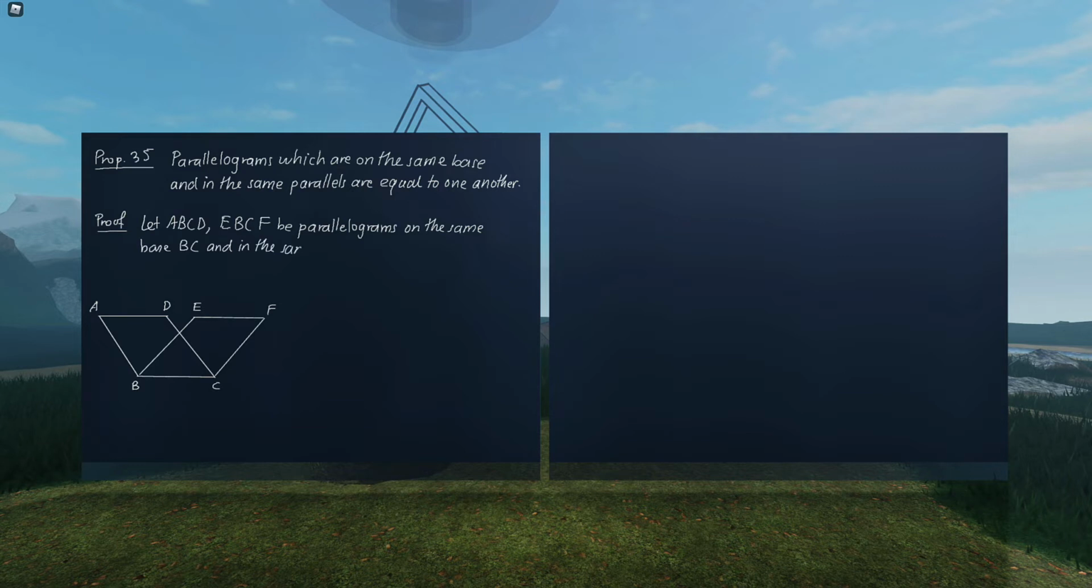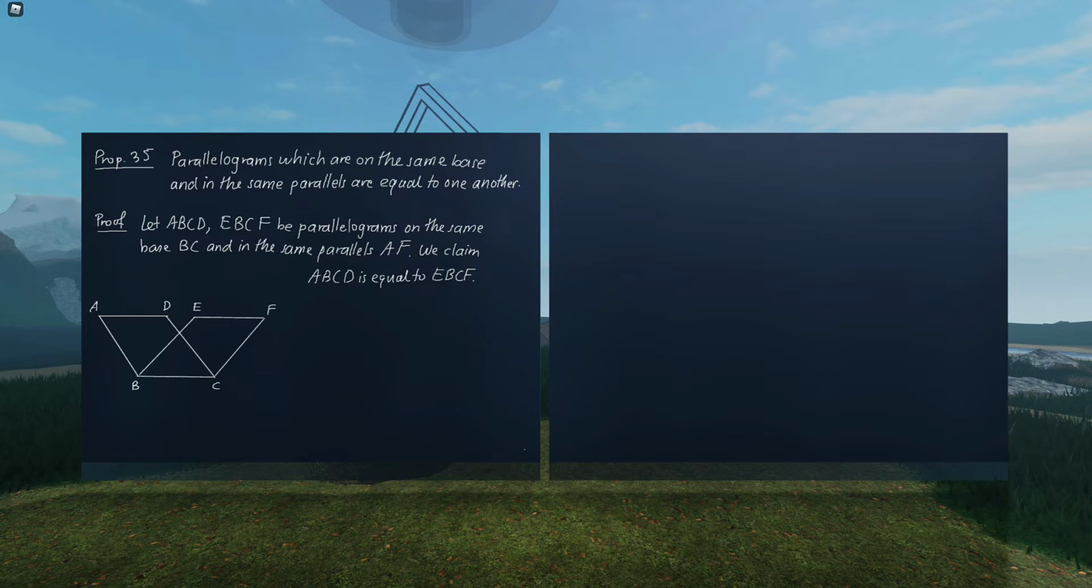And to say they are in the same parallels is, well, they have the same base BC, and I'm assuming AF is on a line, so that this line is the same parallels. That's part of the hypothesis. Okay. We claim ABCD is equal to EBCF. I'm not going to define equality until the end of the proof. It will emerge what notion of equality I'm using, okay?